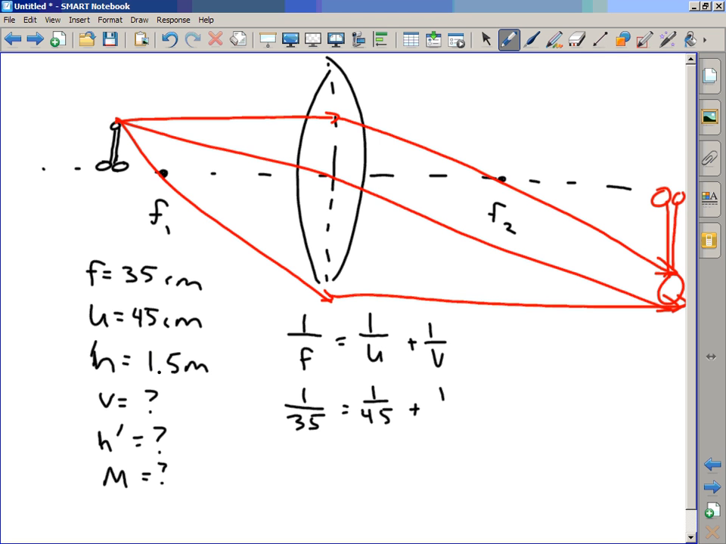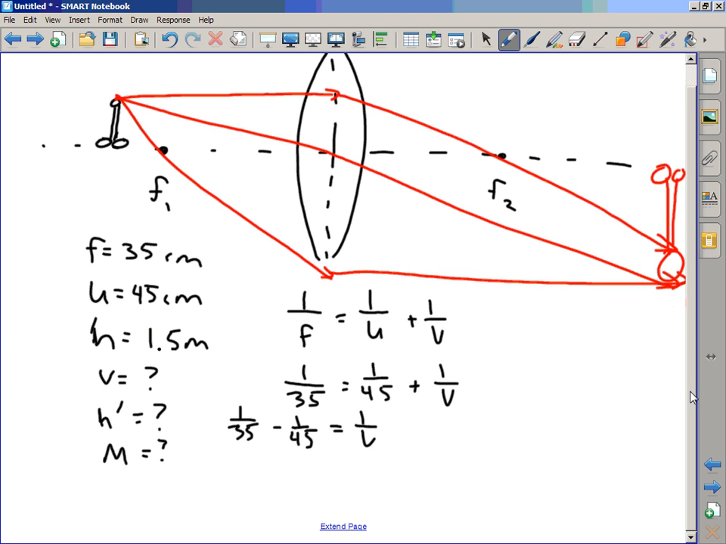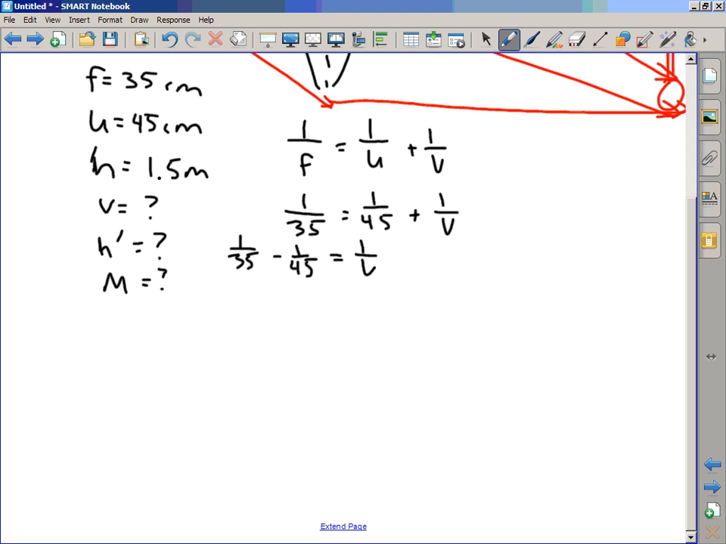equals 1 over 45 plus 1 over V. Okay, next step in the algebra here, that would be 1 over 35 minus 1 over 45 equals 1 over V. And this is very similar to resistors in parallel. Do not forget to take the inverse at the very end.